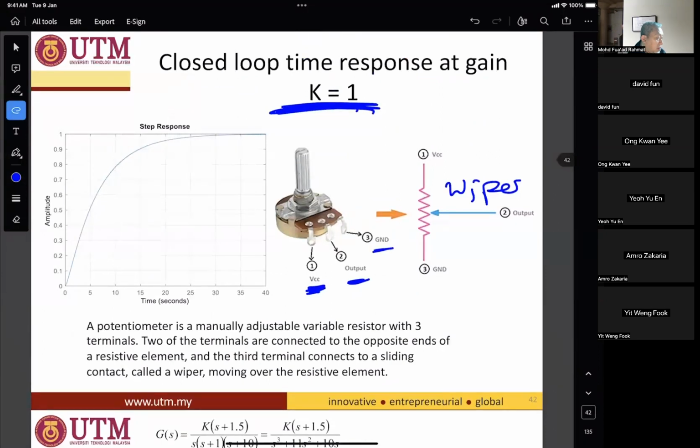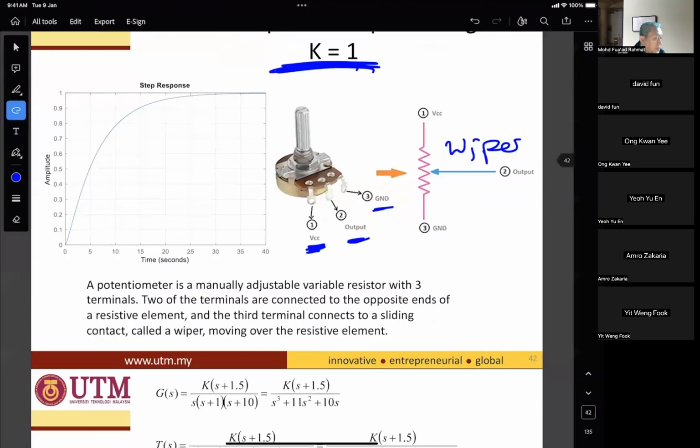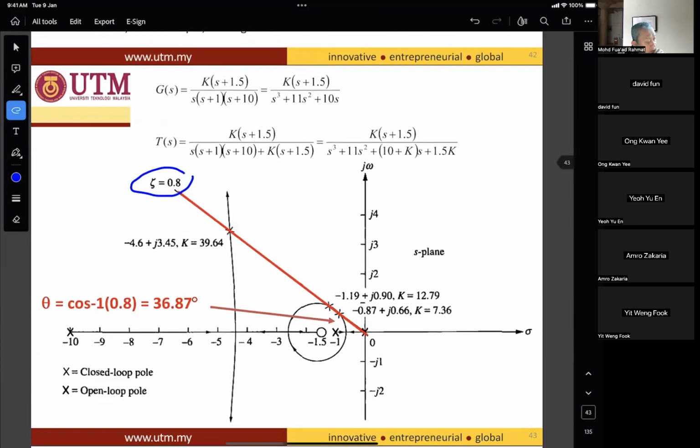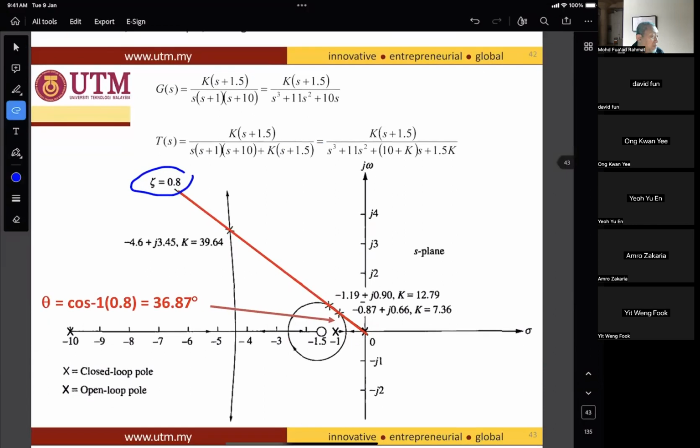You can see that it starts from 0 and ends at 1. Okay, and then we draw the 0.8 damping ratio line to the root locus. So we found that it has 3 intersections, which are 3 dominant poles.